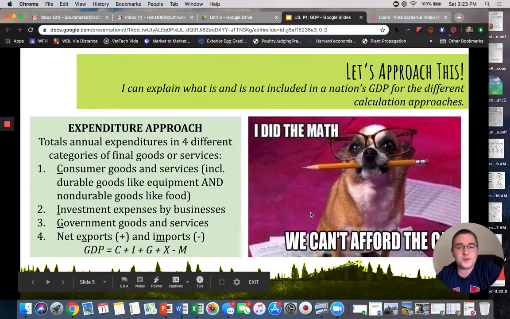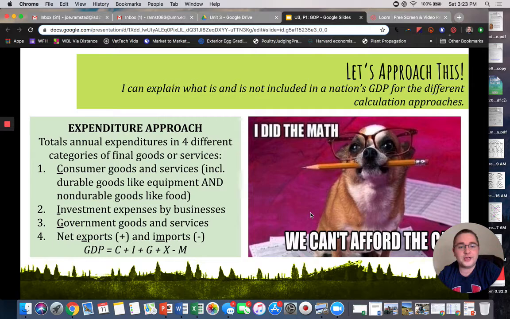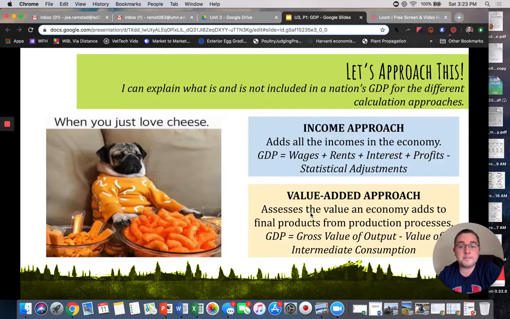We have a nice little meme over here. I did the math. We can't afford the cat. So we're going to be doing a lot of basic math equations. So kind of bear with me. We'll get some practice to apply this as well. Hopefully you like math though, because it's going to be lots of math.